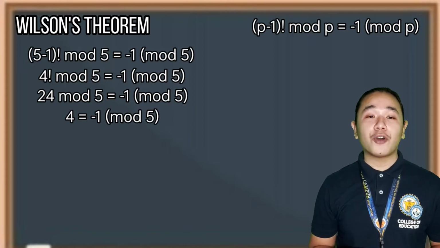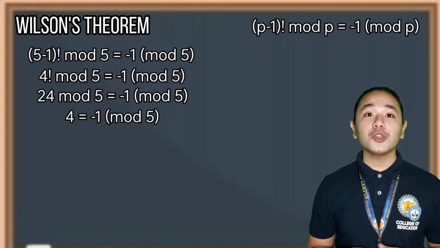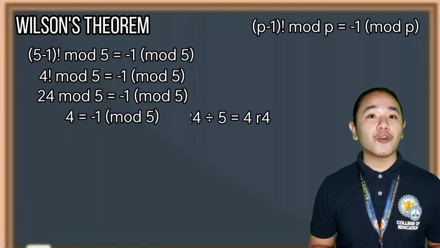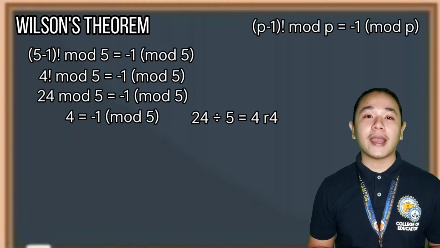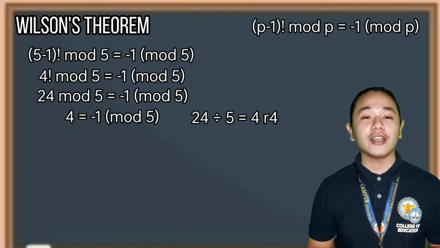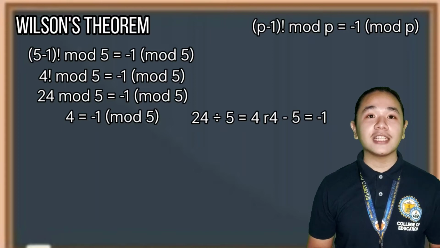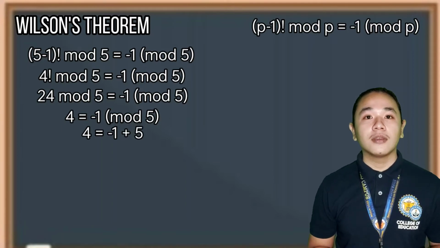And as you know, 4 is equal to negative 1 modulo 5. And if you don't know why 4 equals negative 1 modulo 5, it's simply because 24 divided by 5 is 4 and the remainder here is 4. And the thing that you need to do is subtract our p from the remainder. So 4 is the remainder, minus our p, which is 5. Therefore, 4 minus 5 is negative 1. Or we can add our p to negative 1 to get the remainder. 5 minus 1 is 4.